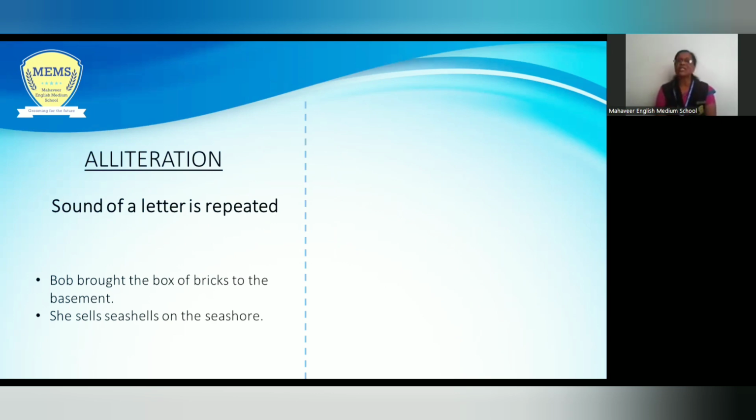Alliteration. In this type of figure of speech, the letter is repeated pleasingly for better poetic effect. The sound of the letter, in fact, is repeated. Let me explain this with the help of an example. Bob brought the box of bricks to the basement. The sound of the letter B is repeated for better poetic effect. Hence, this particular sentence is alliteration.